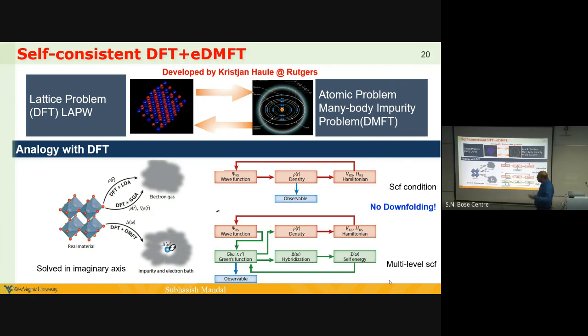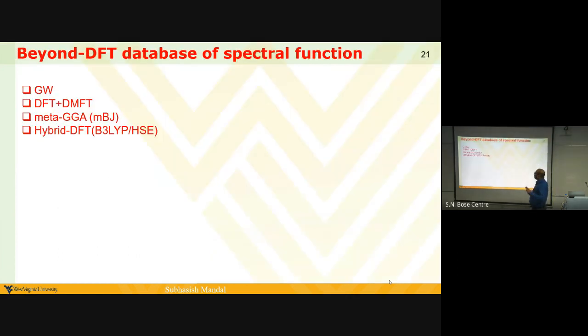So now we have discussed GW and DMFT. The question is, how do they compare? For a given problem, which one is the best: GW or DFT plus DMFT? And we also have some other beyond-DFT methods, meta-GGAs and hybrids. They are still in the mean field approximation, but we can still consider a hybrid functional, which is not a conventional DFT. Then we put together all these methods, saying that these are the beyond-DFT methods, and we are going to compute.